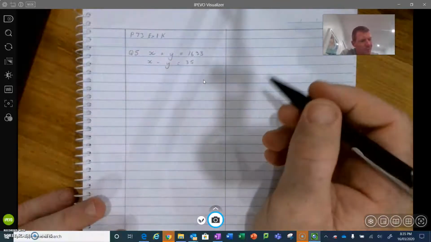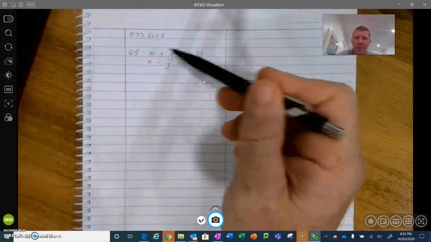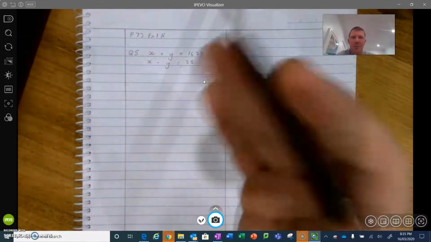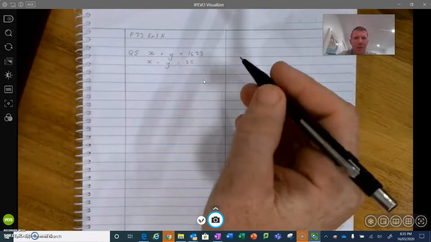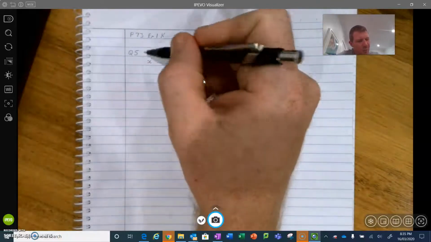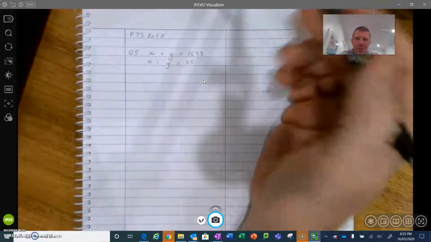Okay, so we've got to think about if we're going to solve these by simultaneous equation by elimination. We want to use that process. We want to work out how we're going to do that. So we end up with a situation where we want to either add this row or take this row away. And so you've got to work that out.